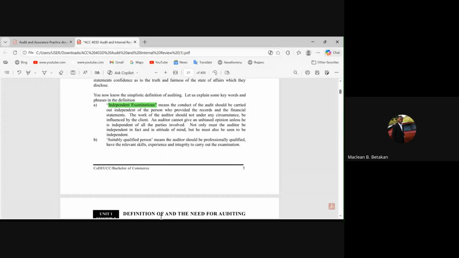No example? So please, when the auditors are influenced by the management. We just want a specific example that may happen where you think the auditor becomes no longer independent.